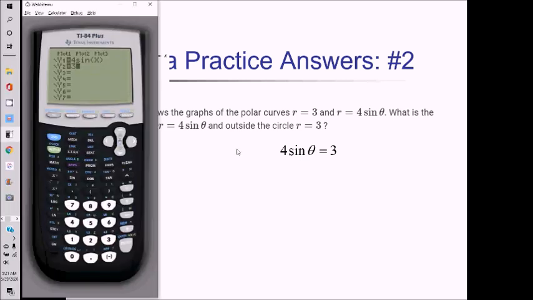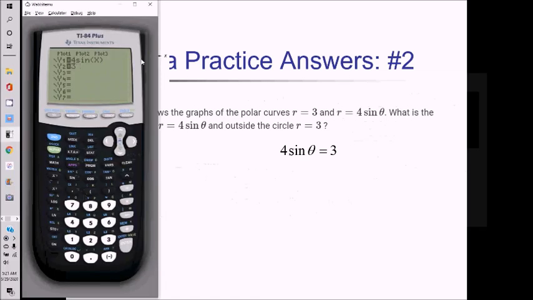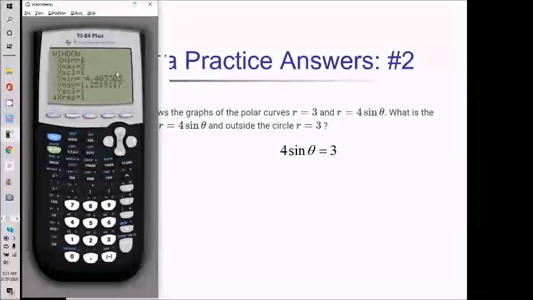Since I'm basically just trying to solve the equation 4 sine of theta equals 3 for theta, I'm not going to bother using polar mode or anything fancy like that. I'm just going to graph each side of this equation as a y equals and see the intersection point. This is going to happen somewhere between 0 and pi over 2, so I'll make that my window: 0 for x min and pi over 2 for my x max. And zoom fit.